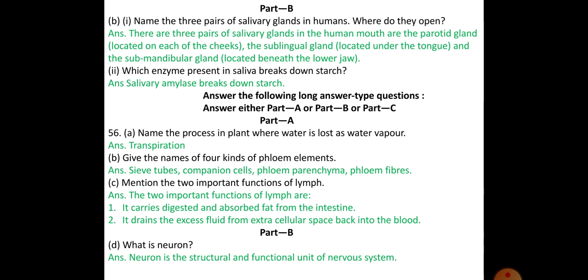Mention the 2 important functions of lymph. The 2 important functions of lymph are: it carries digested and absorbed fat from the intestine, and it drains the excessive fluid from extracellular space back into the blood. What is neuron? Neuron is a structural and functional unit of nervous system.